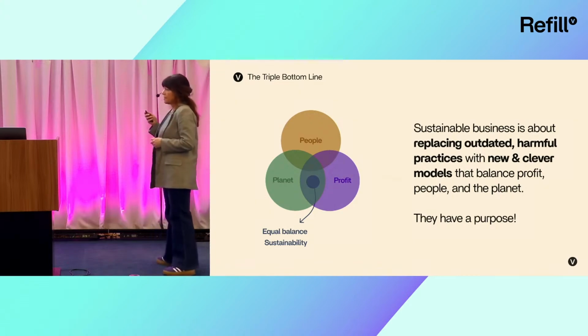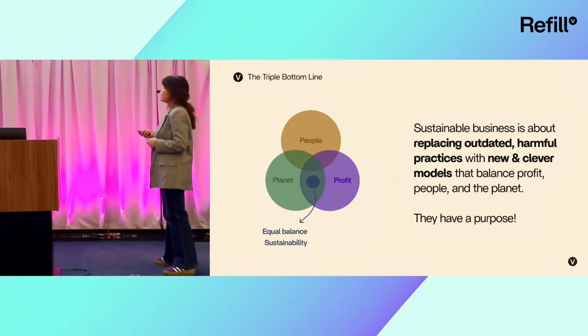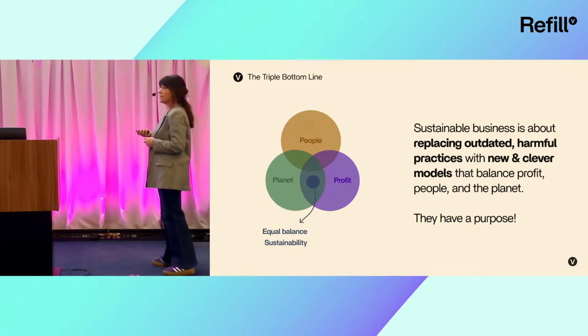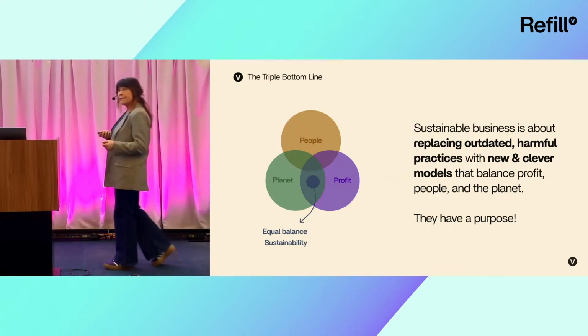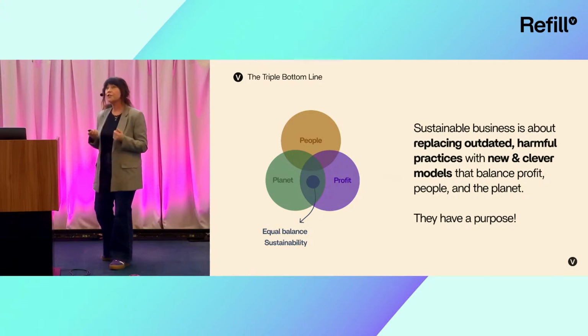But the true fact is that sustainable business is about replacing outdated, harmful practices with new and clever models that balance profit, people, and the planet. So the idea is that you're not necessarily supposed to change your whole business model. You keep the business model that's not harmful, that's working, and then you swap it with a sustainable business model and you test that out. And there's loads of them.